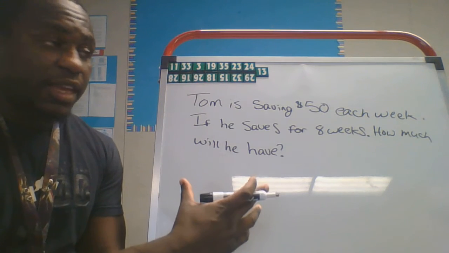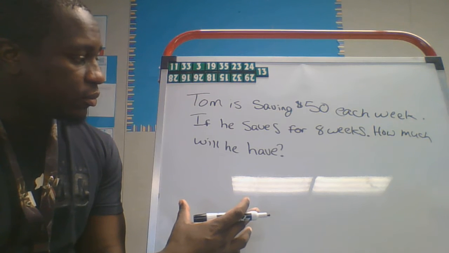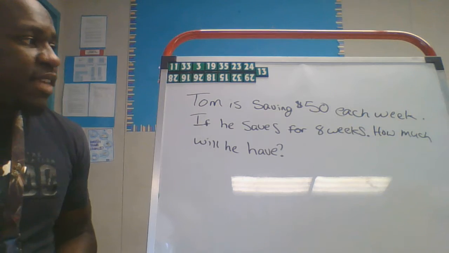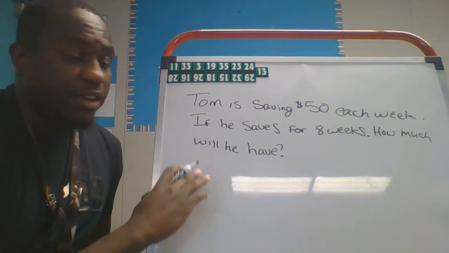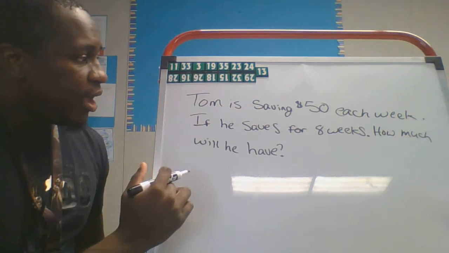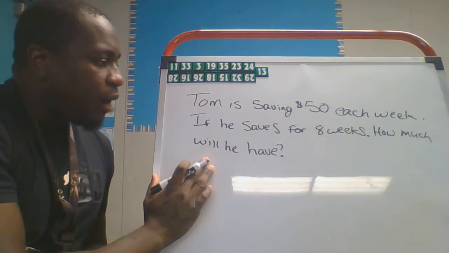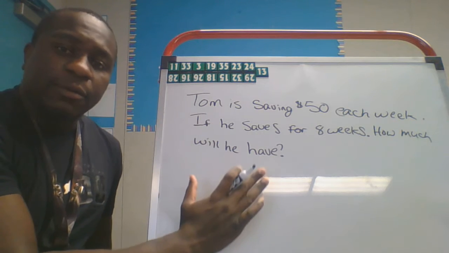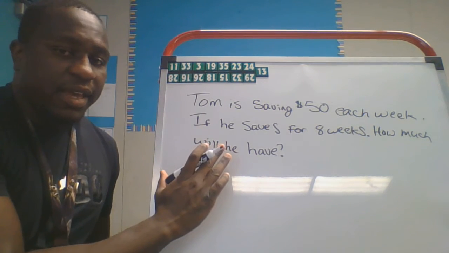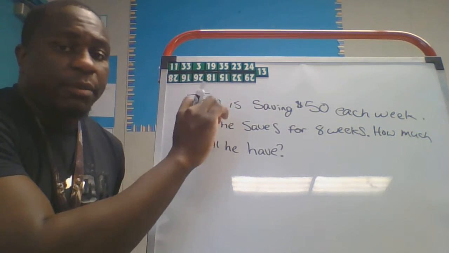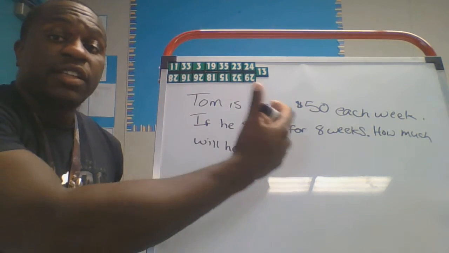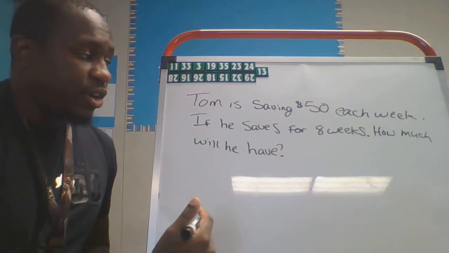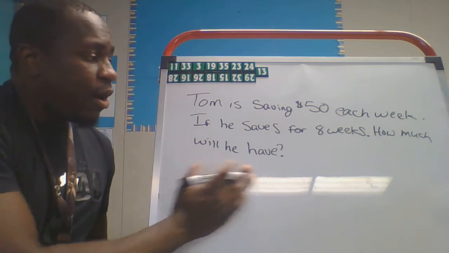So let's talk about the things that we know based on this problem. So it says Tom is saving $50 each week. Okay, so we know we're going to be using this 50 somewhere. If he saves for 8 weeks, how much will he have? Okay, so at this level, you're going to mostly be saying take one number and another number, multiply it together to get your answer, right? So number A, number B, and then the answer. So we don't know what the answer is. We don't know how much he'll save.